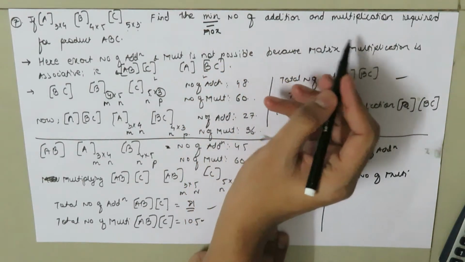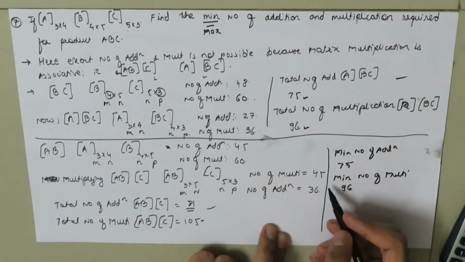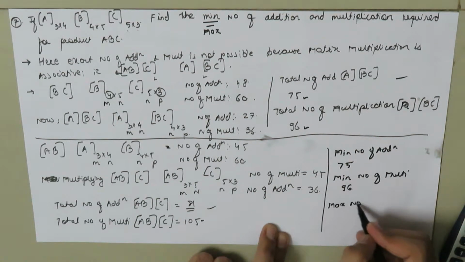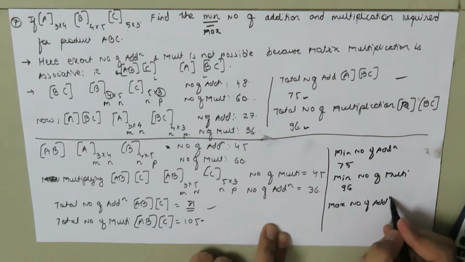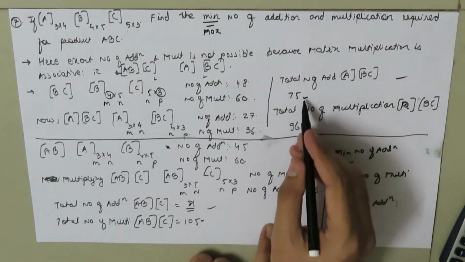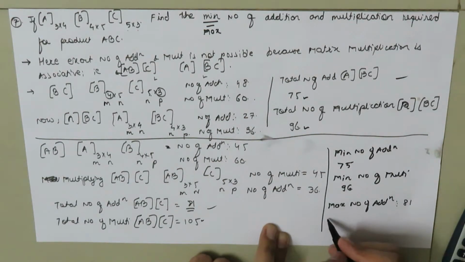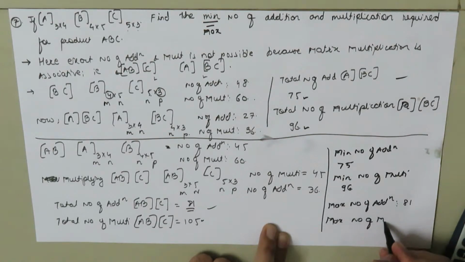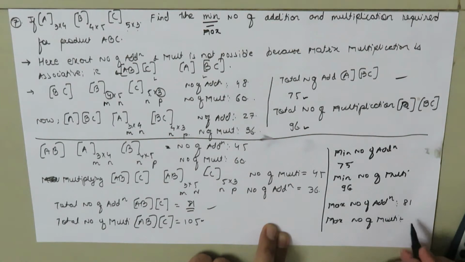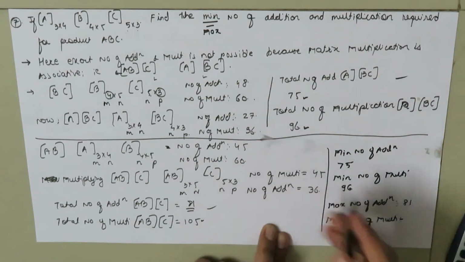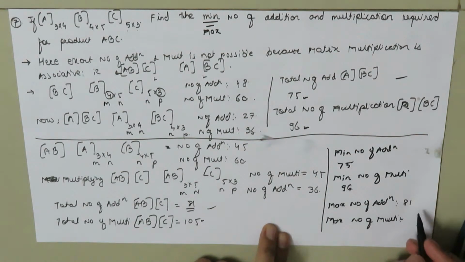Now if we are interested in calculating the maximum number of additions and multiplications required, the maximum number of additions: here we have 75 additions and here we have 81, so the maximum is 81. For the maximum number of multiplications: here we have 96 and here we have 105. So the maximum number of multiplications here will be 105.